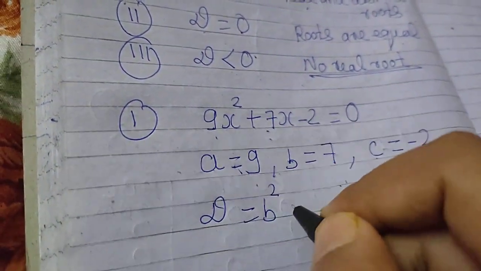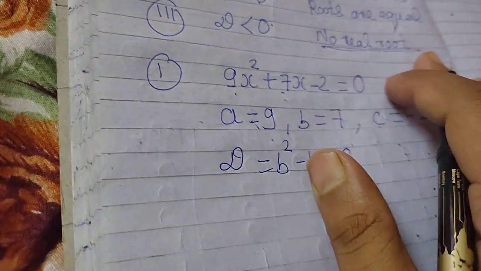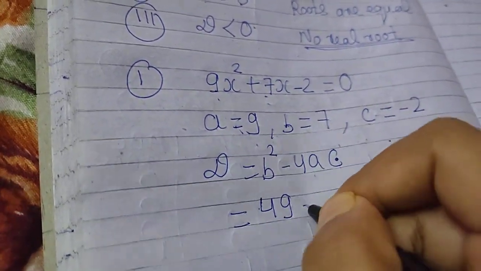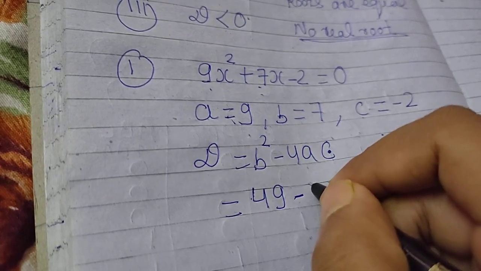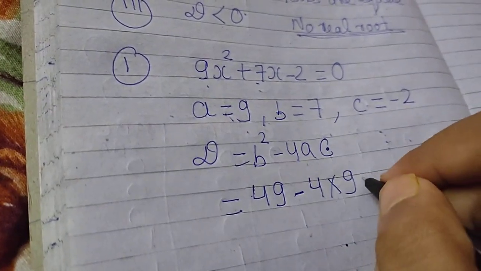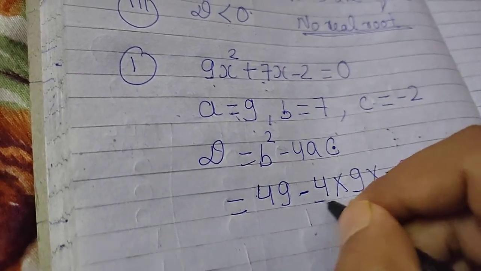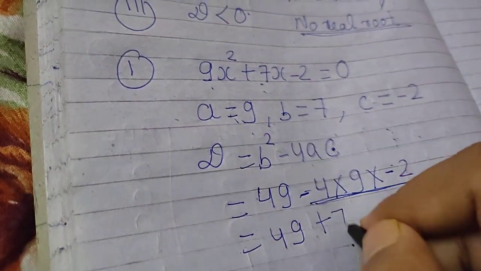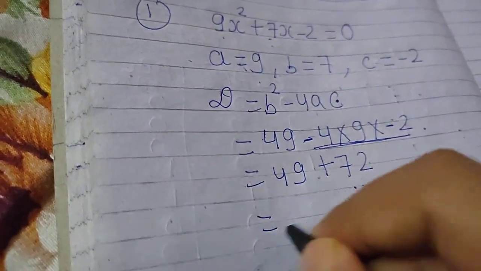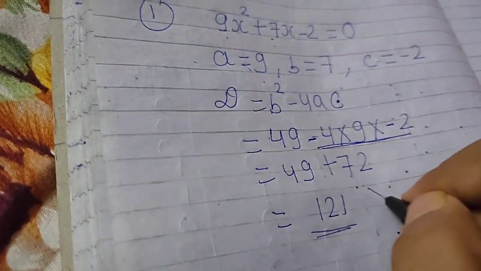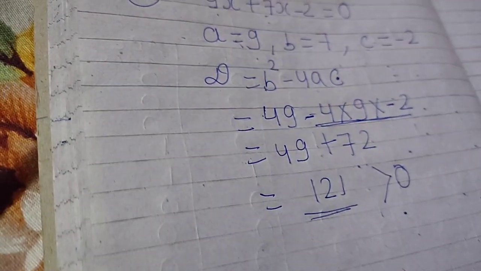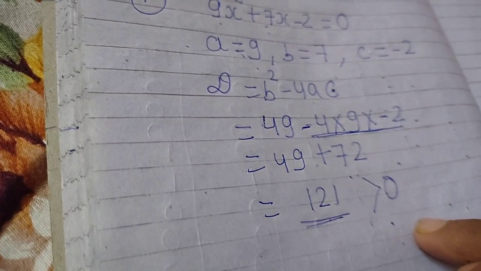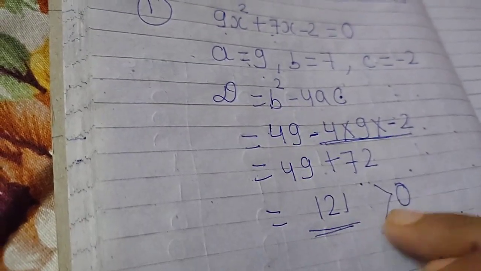We will find D. D is equal to b square minus 4ac. What is the value of b? b is equal to 7, 7 whole square, 49. Minus, what is the value of a? a is 9. And what is the value of c? c is minus 2. See that in this term, two terms are minus, so it will be plus. It will be 72. And if you add it, it will be 121. So it is greater than 0, so we can say that the nature will be real and distinct roots. You will write real and different roots.